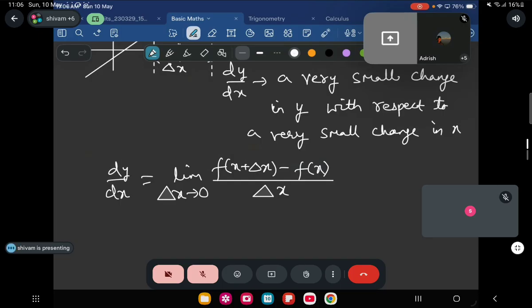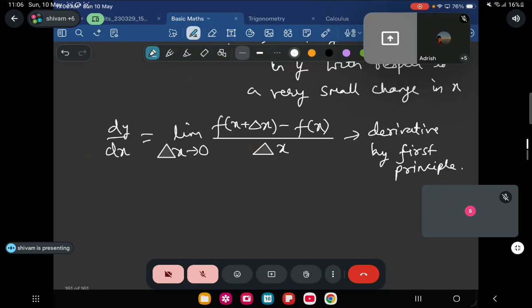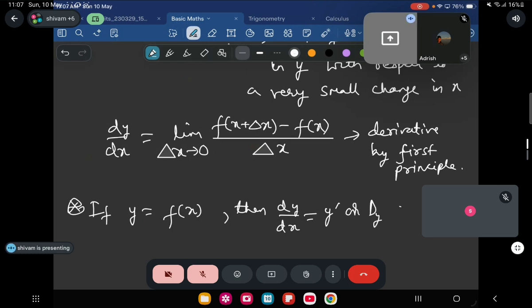Okay, write it down. Derivative by first principle. Okay. So if y equal to f of x, then dy by dx is represented by y dash or dy or y1 or f dash x. All these representations mean the same. Okay.